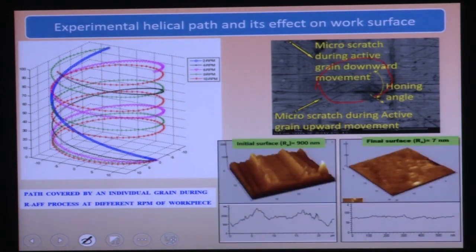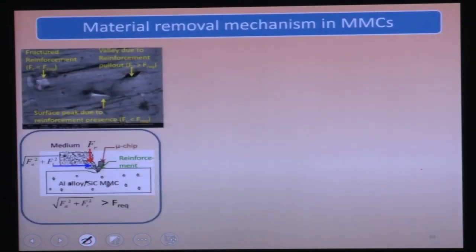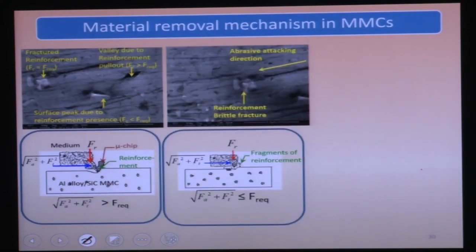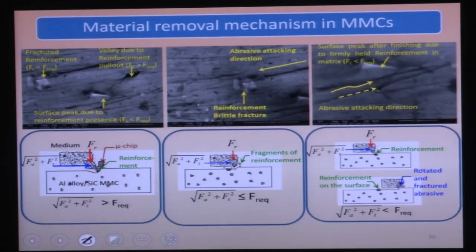In the AFM picture you can also see that before polishing, there are surface undulations. After the AFM process, whatever surface undulations were there are totally removed. So MMC, which means metal matrix composites, can also be polished by the abrasive flow finishing process.